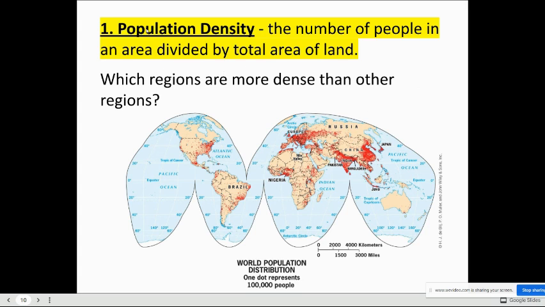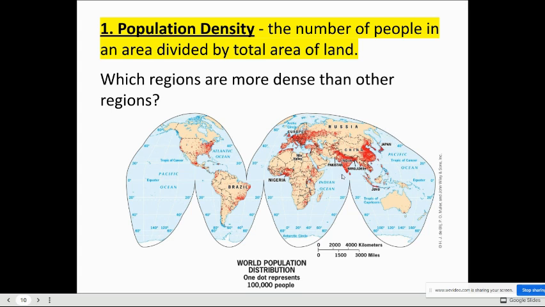All right, here we have population density. So our first term is population density. Make sure you write that definition down into your notes. Population density is the number of people in an area divided by the total land area. So density is how packed in people are. We would take the number of people and divide that by the total land area, and we would get the density of a particular area.